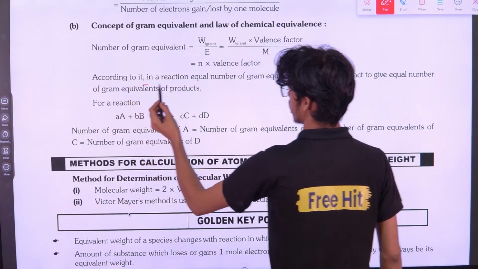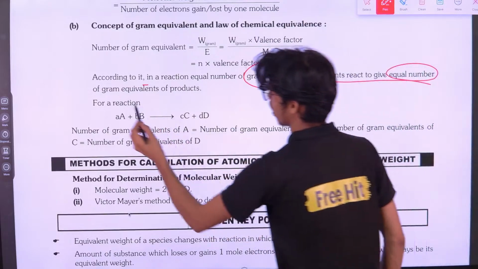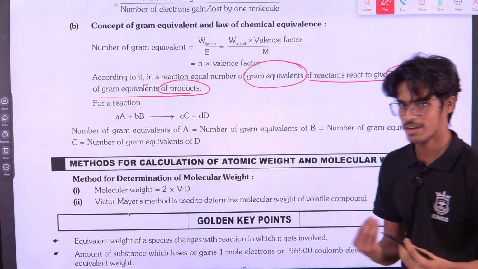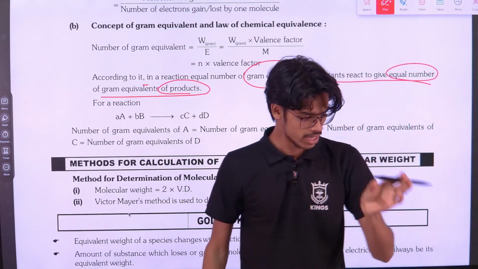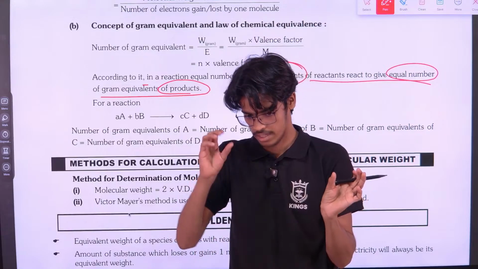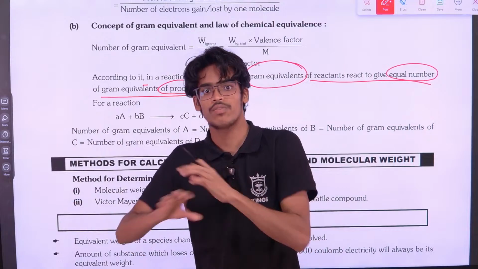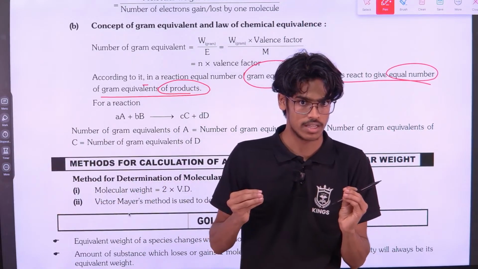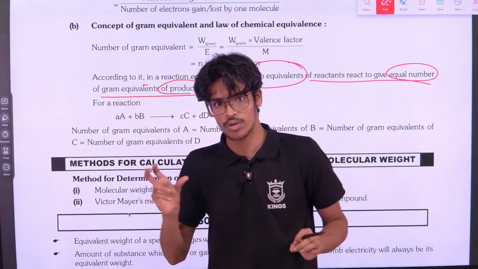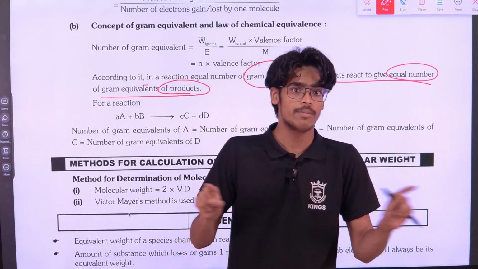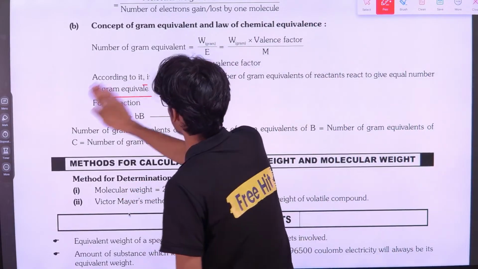Now, according to it, in a reaction, equal number of gram equivalents of each reactant react to give equal number of gram equivalents of products. Now, why are we studying this gram equivalent? Remember, in any reaction, 1 gram equivalent of this reactant reacts with 1 gram equivalent of the other to form 1 gram equivalent of each of the products. Try to understand this. Number of moles are different. N2 reacts with 3 H2 to form 2 ammonia moles. But the gram equivalents are going to be the same, right? And this is what is being said, and that is the reason we are studying this.